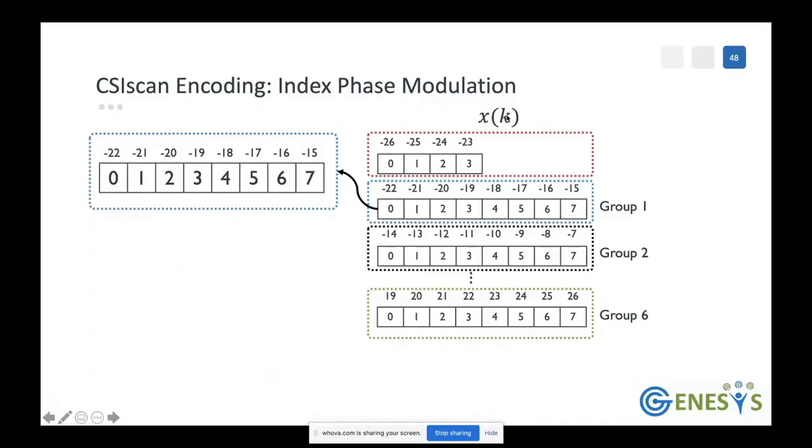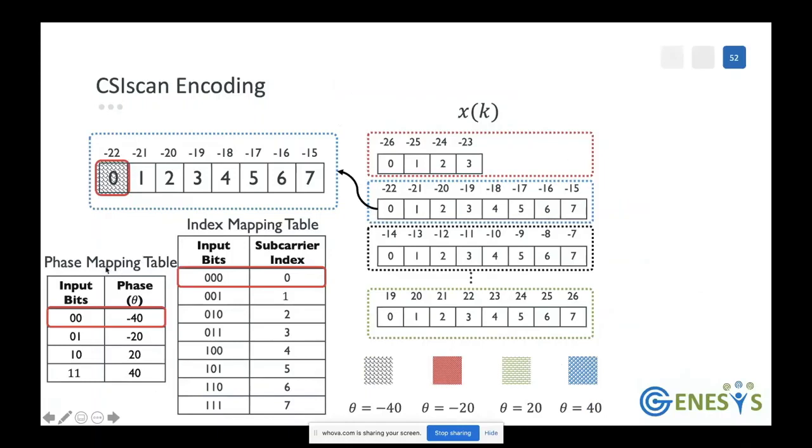Let's say we have this sequence X of K, we divide it into several groups, and let's say we focus on only one group. In that particular group, we have two mapping tables. In the first mapping table, there are different levels of phase distortion. On the right-hand side, we have the index mapping table, which decides which subcarrier index is modified. So let's say we are trying to add the phase distortion in the 0th subcarrier index, and we have a choice of introducing different levels of phase distortion.